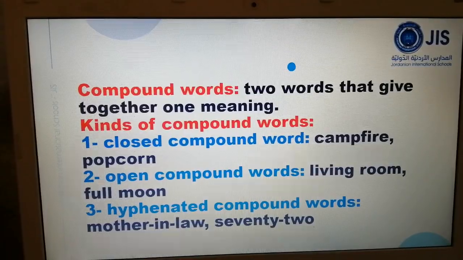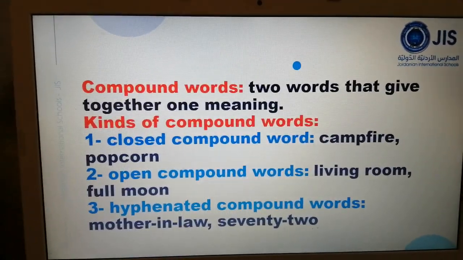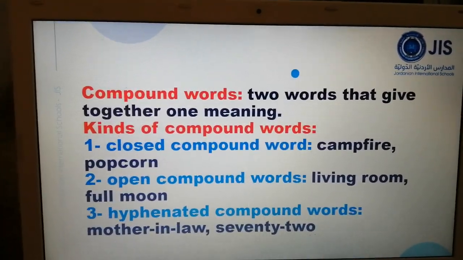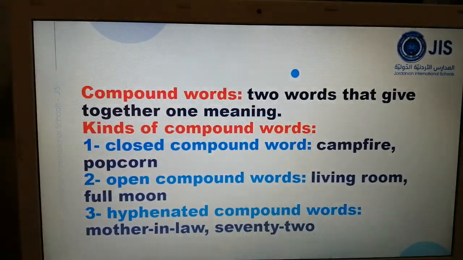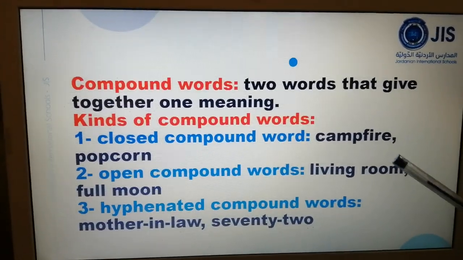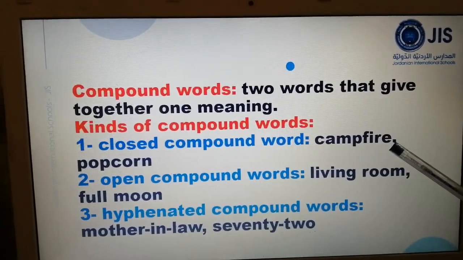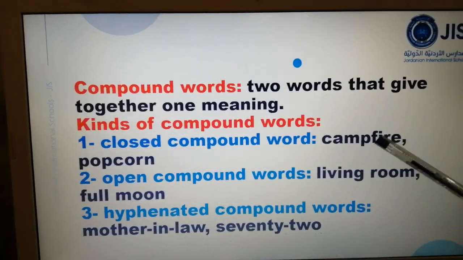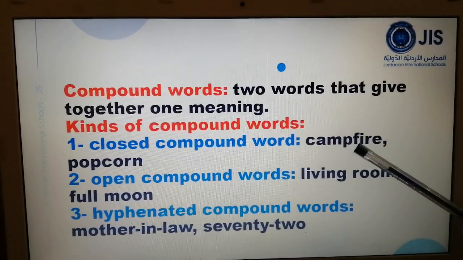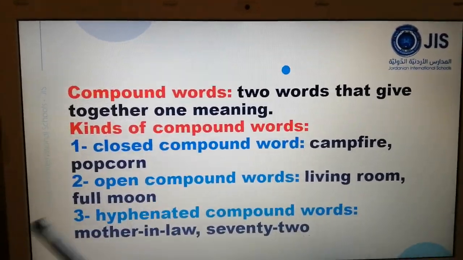Closed compound words, which means that the two words are written together without any space between them. That's why we call them closed compound words. Examples are campfire, popcorn, and of course other words. Camp by itself has its own meaning, fire by itself has its own meaning, but when I put them together without any space, they give me another new meaning. Popcorn, it's the same.